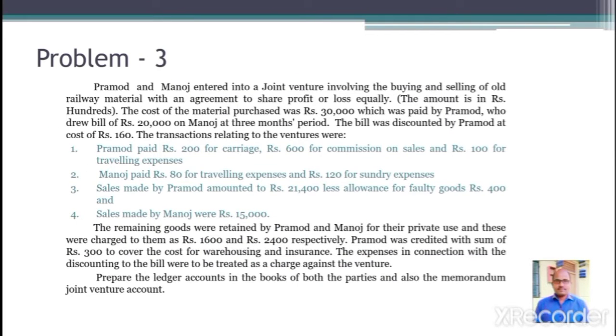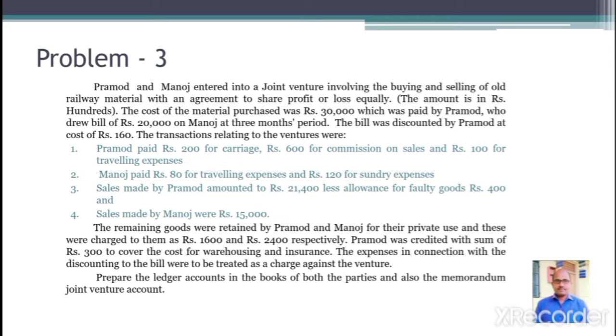So you can see a problem here. So this problem is on Memorandum Joint Venture account. Pramod and Manoj entered into joint venture involving the buying and selling of old railway materials with an agreement to share profits or loss equally. The amount is in rupees hundreds. The cost of the materials purchased was rupees 30,000, which is paid by Pramod, who drew a bill of rupees 20,000 on Manoj at 3 months period. The bill was discounted by Pramod at cost of rupees 160.